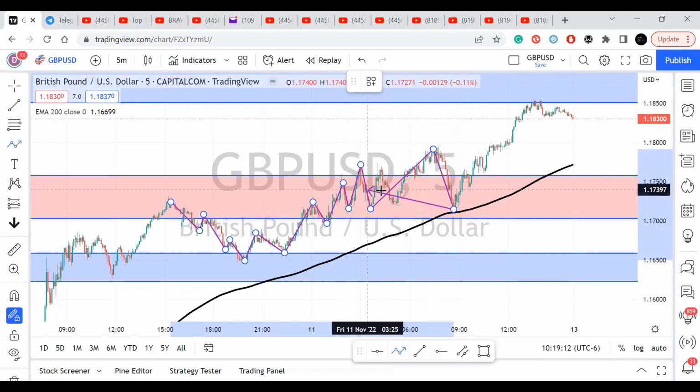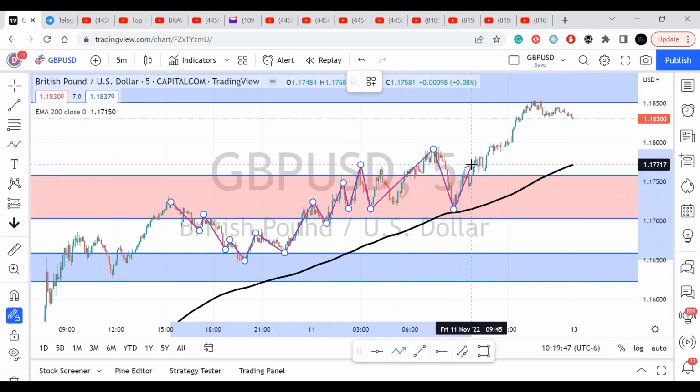And all these moves are happening on Friday, within this range. They were happening between the hours of my 4 a.m. to 8 a.m. So I usually stay out of the market by this time of the day. But then once price came back to retest this moving average, we had it.